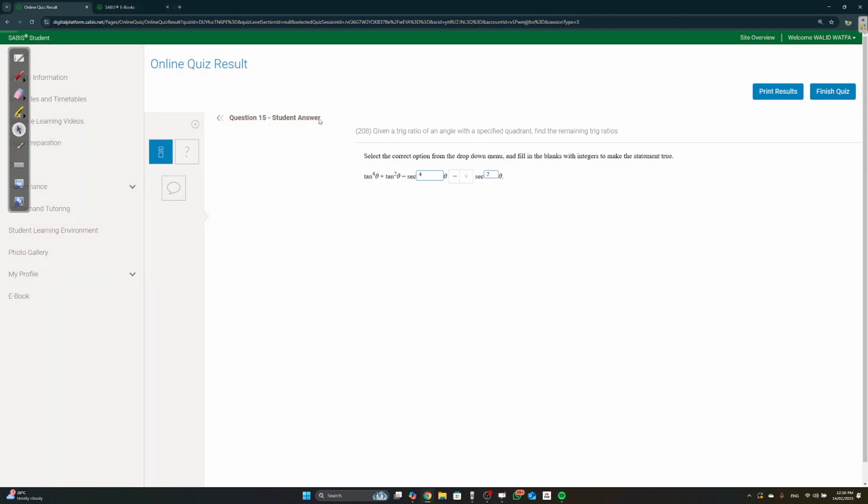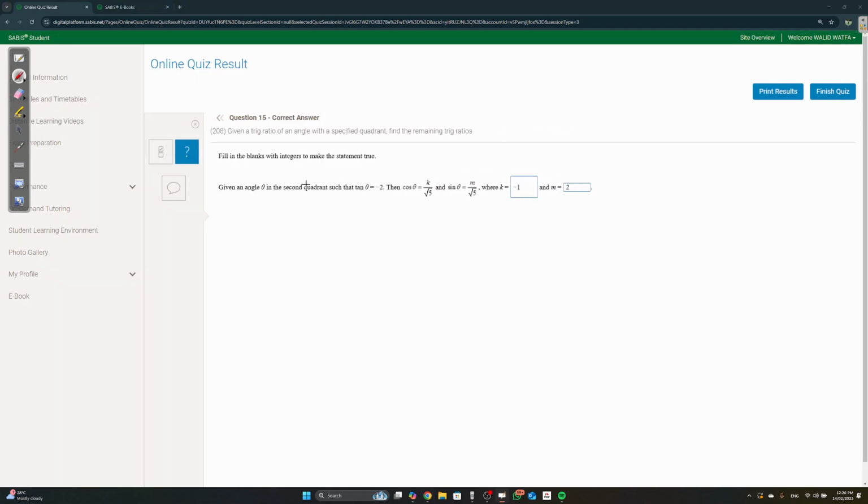Okay, question 15. Given an angle theta in the second quadrant such that tan theta is equal to negative 2, then cosine theta is something and sine theta is equal to something. Right. Okay, it's very easy. Tan theta, how can you relate it to cosine and sine? You can do shift tan, whatever, I don't care. But I'm going to teach you the proper way to do it.